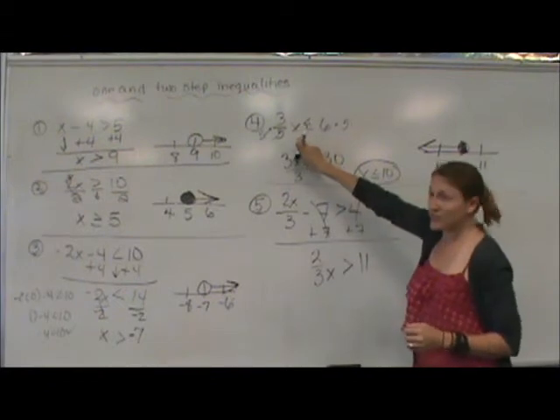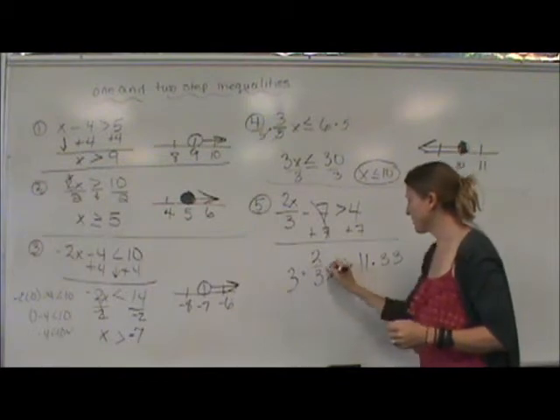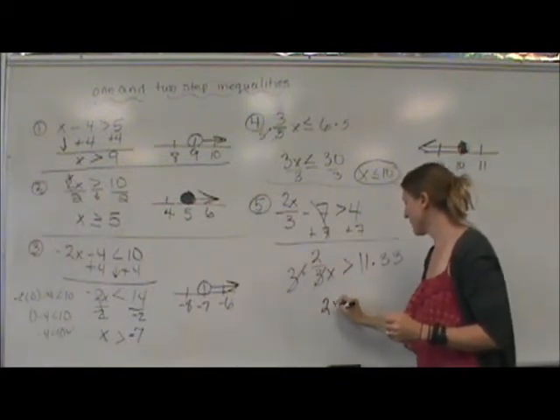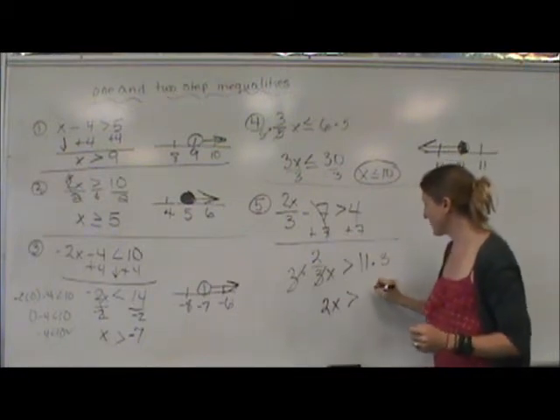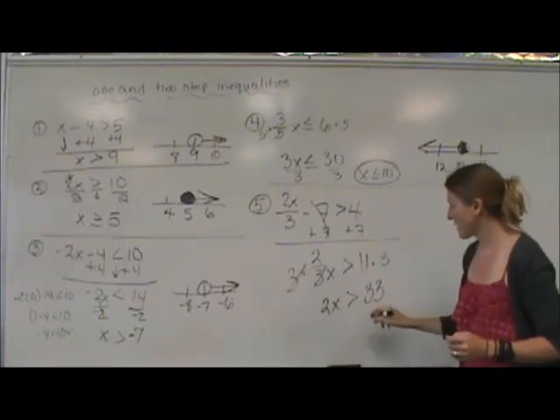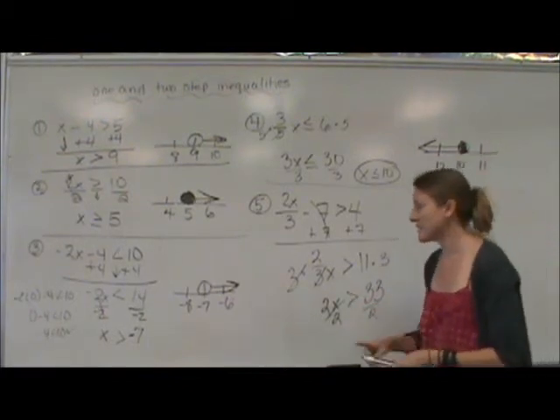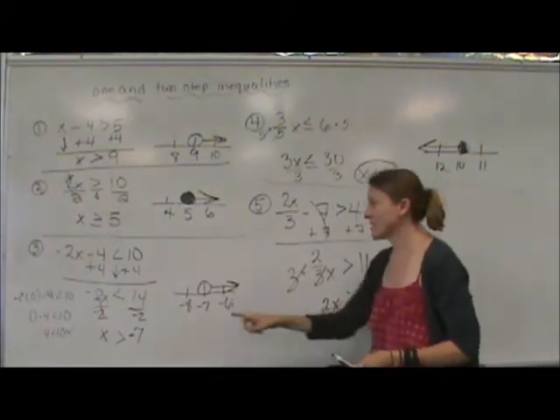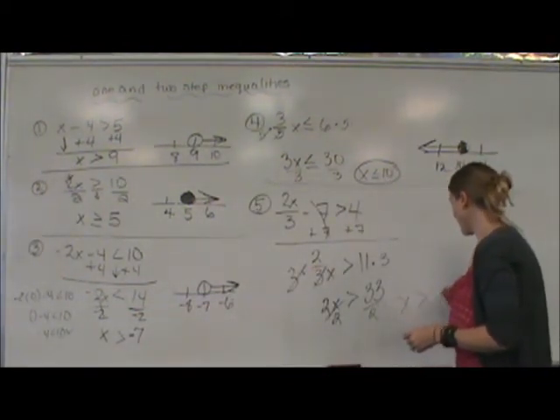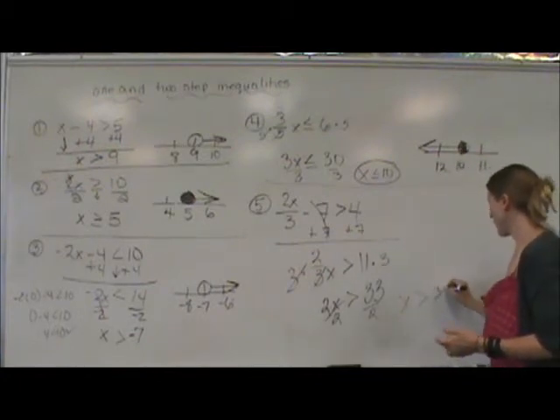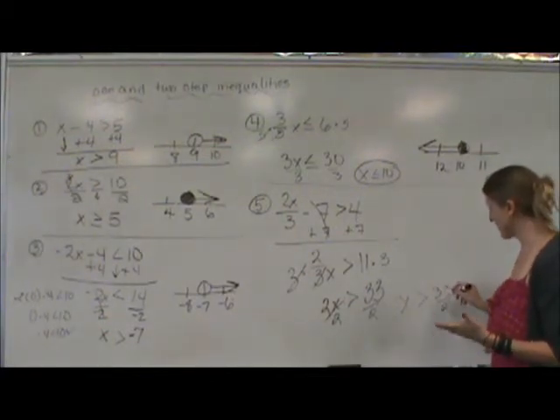I'm going to multiply again, just like I did in question 4. So multiply both sides by 3. I bring down 2x. It's greater than 3 times 11, which is 33. I divide by 2. I keep the inequality sign the same because my coefficient here is positive, not negative, so I want to keep it the same. And x is greater than 33 over 2. If you need to, you can just keep the answer like this. You don't have to change it to a decimal.